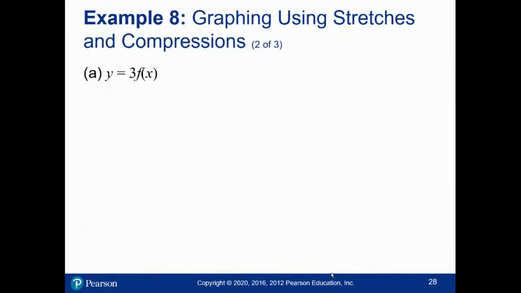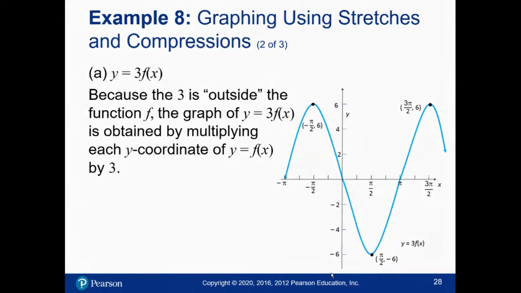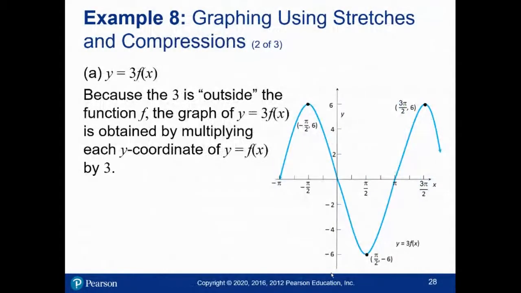Okay, so first let's take a look at 3 times f of x. Because the 3 was on the outside, this is a vertical stretching. Any y value you had gets multiplied by 3. So the original curve, they didn't draw the original on here, that was kind of silly of them, looked like this. Everything just got stretched to be 3 times larger, and 3 times a positive number is more positive, 3 times a negative number is more negative, and 3 times 0 is still 0.